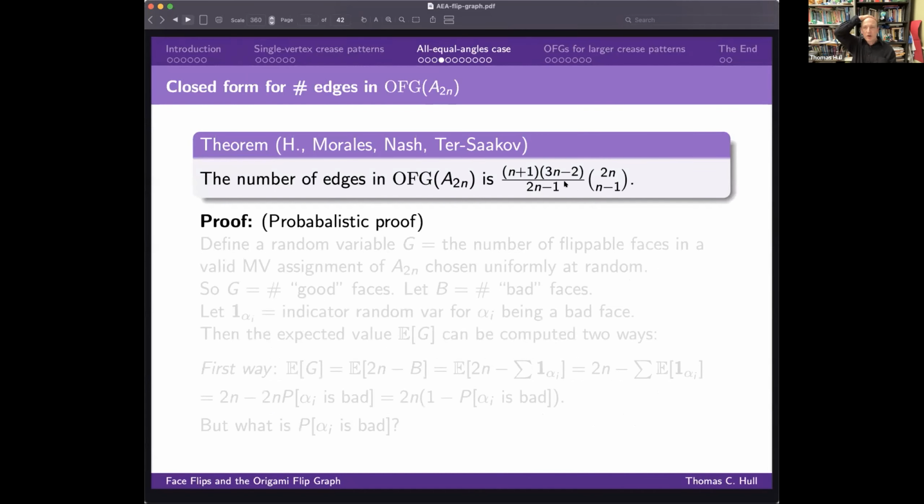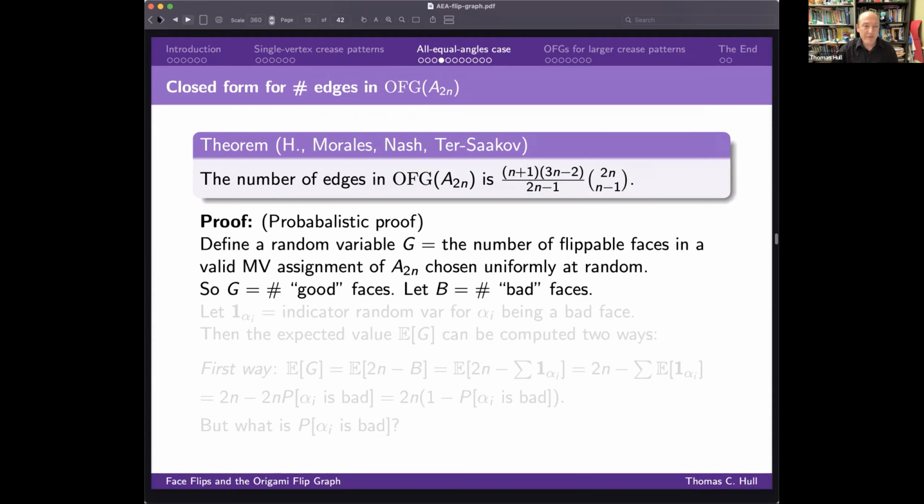And we were only able to figure this out by doing a probabilistic proof. And I believe this is the first time I've seen a probabilistic proof in flat origami theory. So I think this is kind of interesting. And so I'm going to go through the proof because it's rather nice. And if you're not familiar with probabilistic proofs, this will be exciting, hopefully.